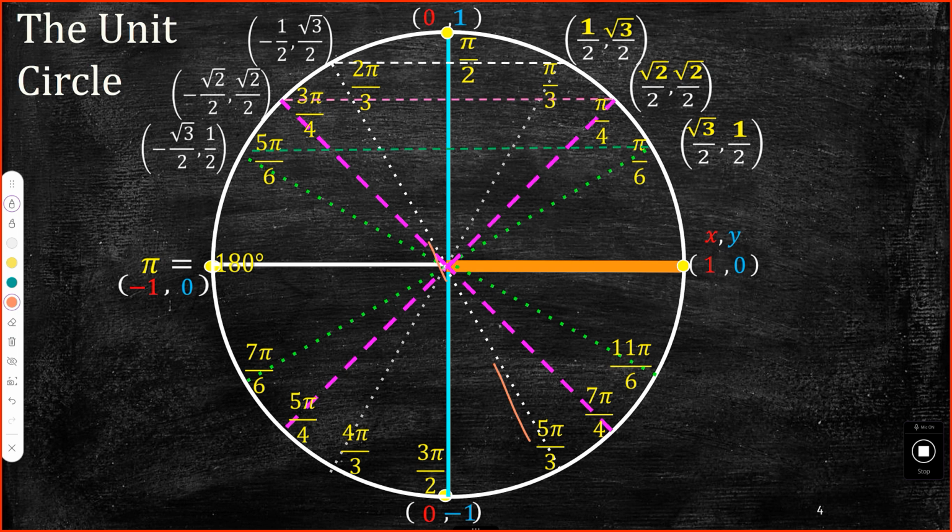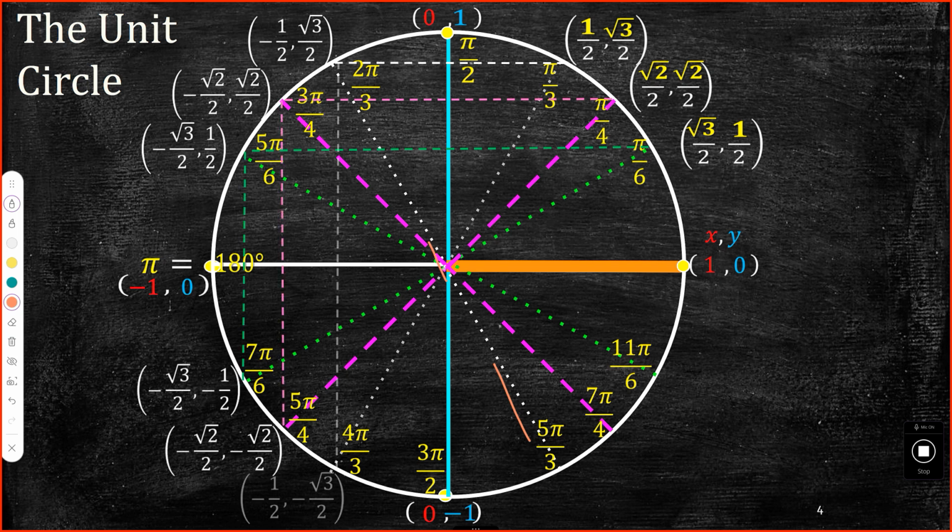And the y's are positive. Both the x's and the y's are positive, negative and negative on the third quadrant. And only the y's are negative in the fourth quadrant.